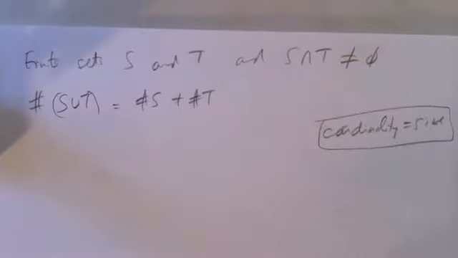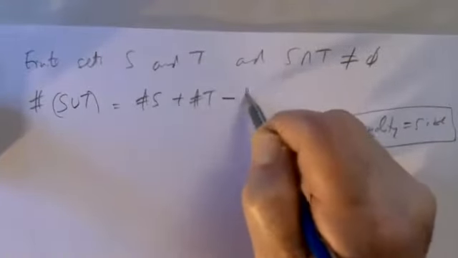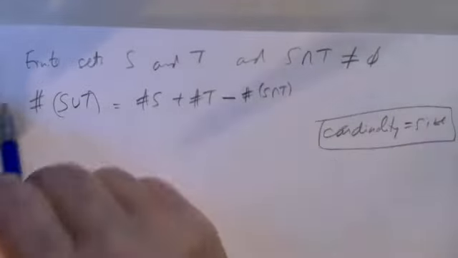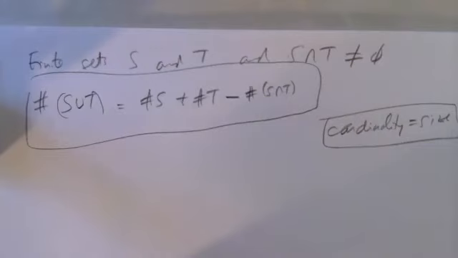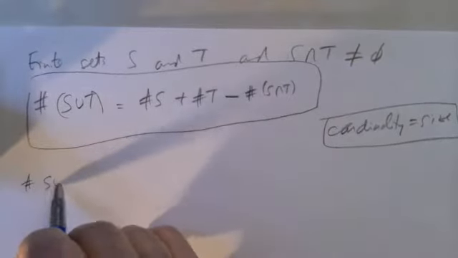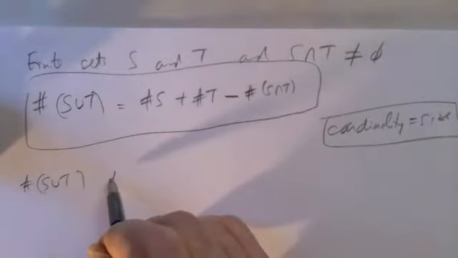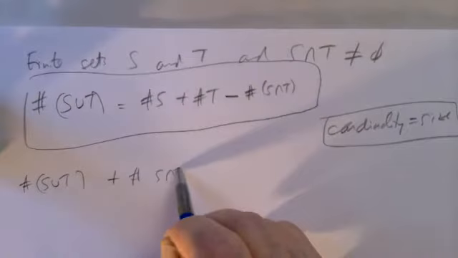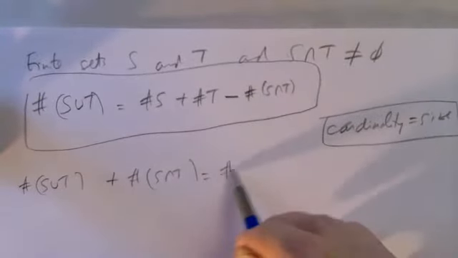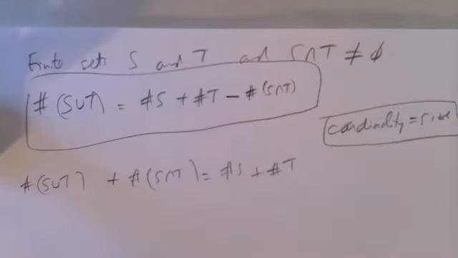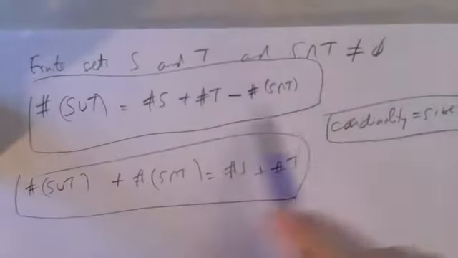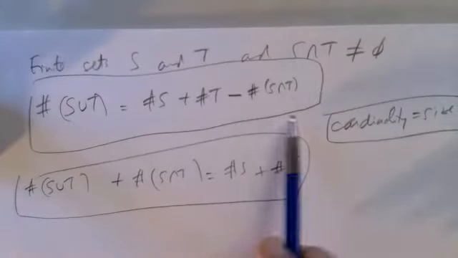This is all standard language in mathematics. But if the sets are not disjoint, this is not true. You have to subtract the number of things in the intersection. So this is the formula for the size of the union of two sets in general. If the intersection is empty, this is zero, and that's just the formula we proved a moment ago. An equivalent way of writing this is that the number of elements in S union T plus the number of elements in S intersect T is equal to the number of elements in S plus the number of elements in T. So I just took this to the other side of the equation. I moved this from right to left.